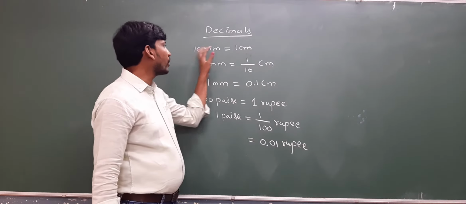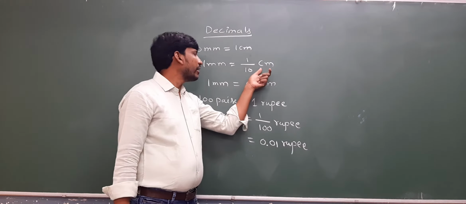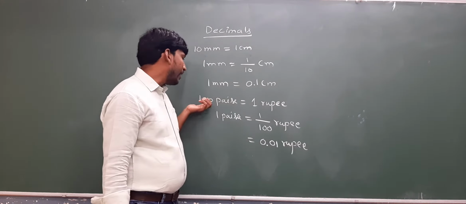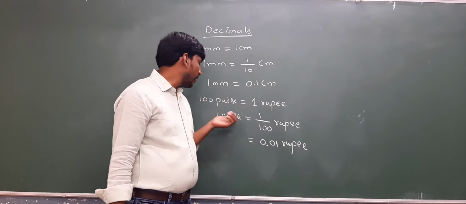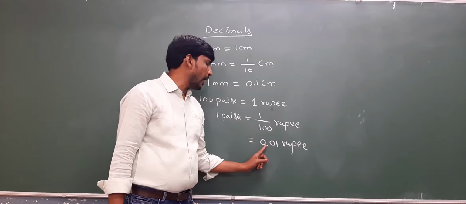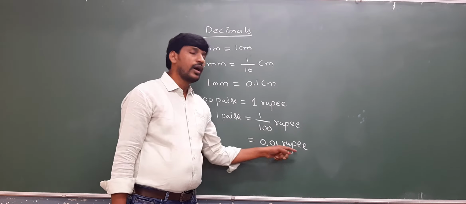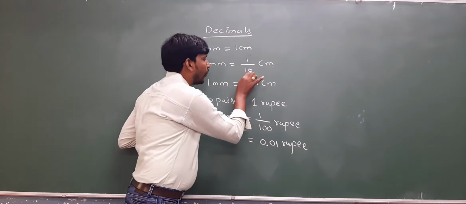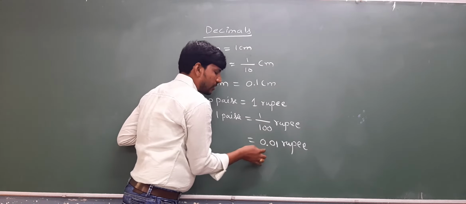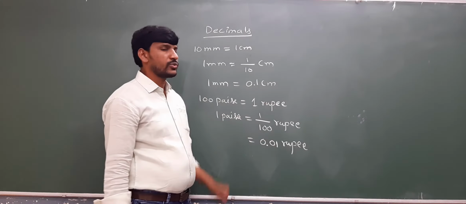Here 10 millimeters is equal to 1 centimeter. Then 1 millimeter is equal to 1 by 10 centimeter. It will become 0.1 centimeter. In the same way, 100 paisa is equal to 1 rupee. Then 1 paisa is equal to 1 by 100 rupee, which is equal to 0.01 rupee. How to read? 0.01 rupee. See this here? You have only 1 zero, that's why after decimal you get only 1 place. Here 2 zeros are there, so after decimal you have 2 places. Clear? Now, what are those places we are going to discuss.